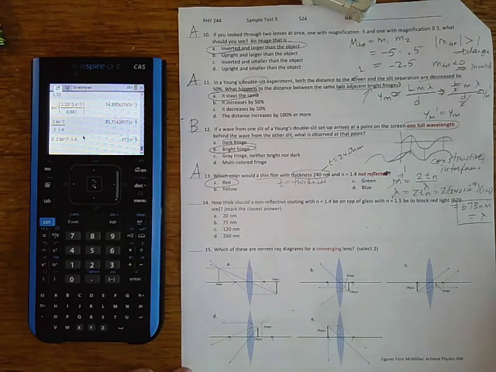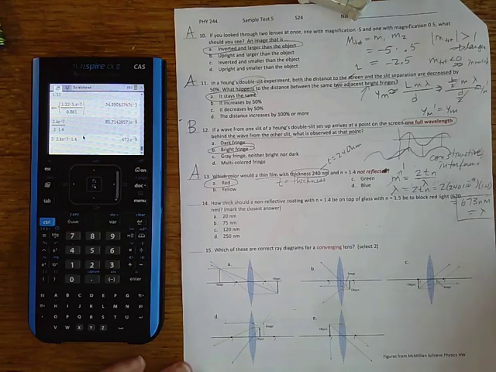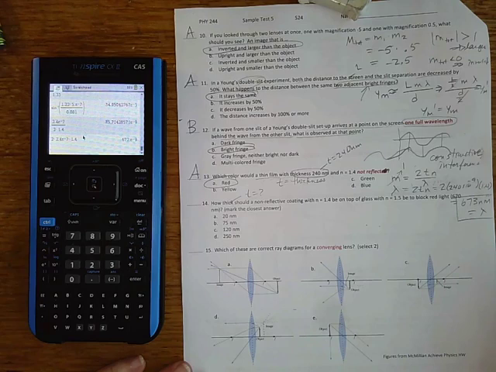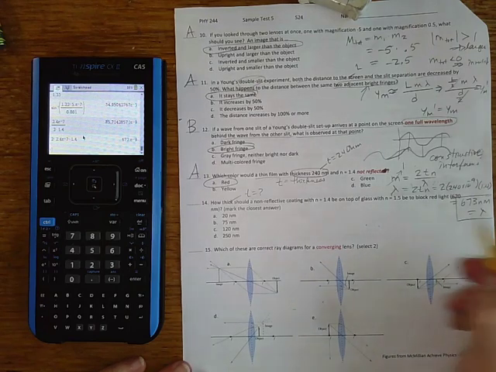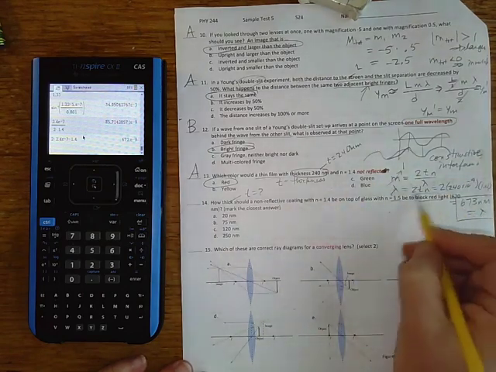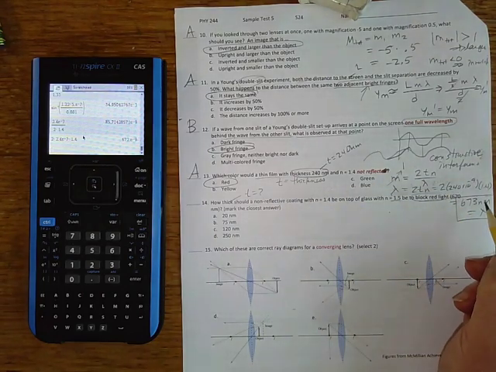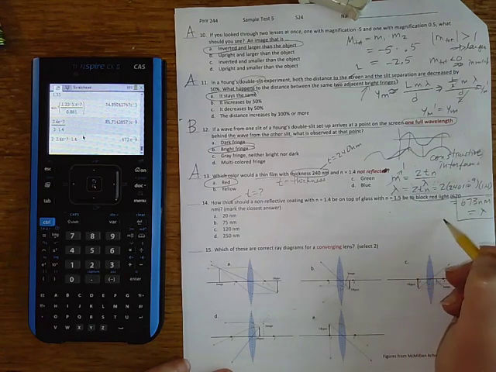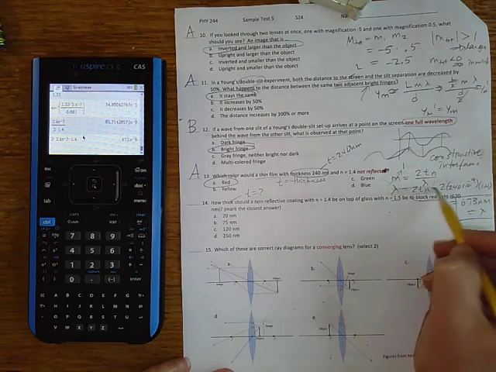Okay. Now it's asking for T. How thick should a non-reflective coating with n equal 1.4 be on top of glass with n equal 1.5 to block red? So this red we're taking is 670 nanometers. Mark the closest answer. So again we're blocking red. Blocking means destructive interference, right? A thin coating on a thing has a different equation, right?